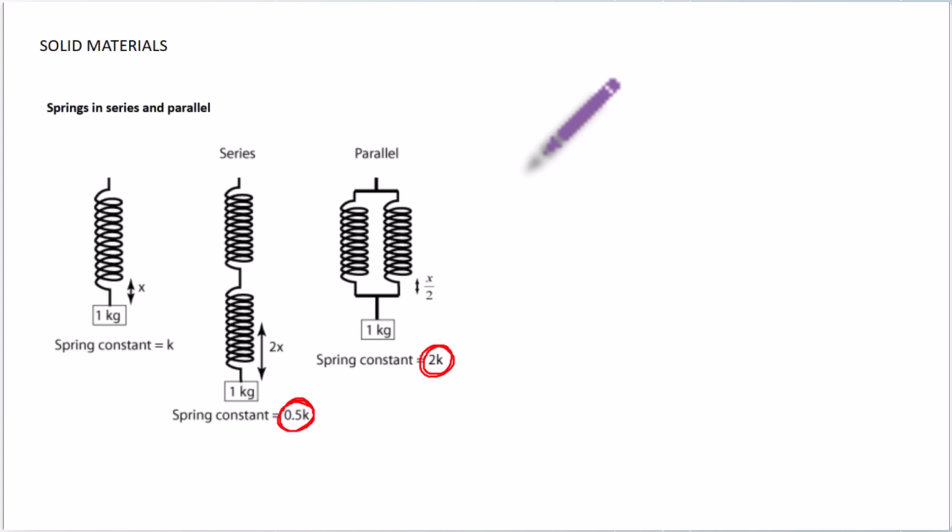Also, remember how energy changes. This can be an MCQ question or in a section B question as well. How the energy stored in the spring changes when you connect them in series and when you connect them in parallel. Let's move to the next one.